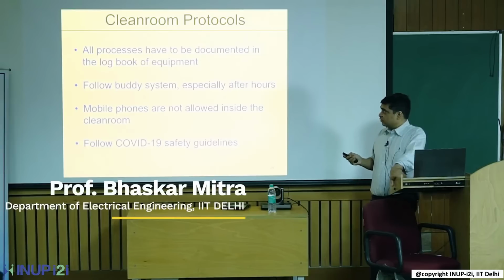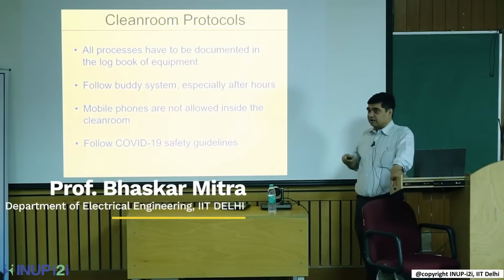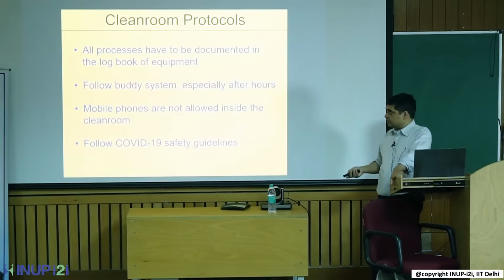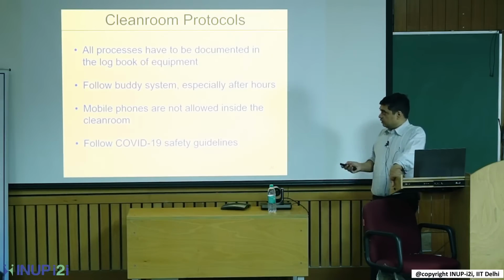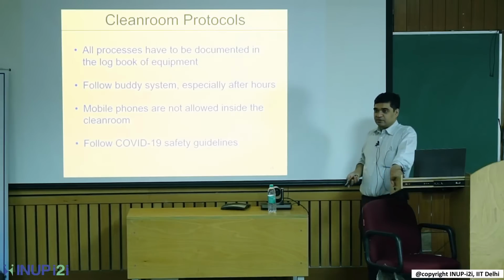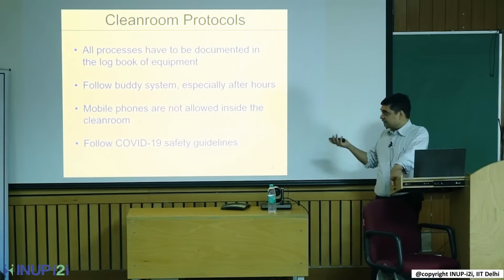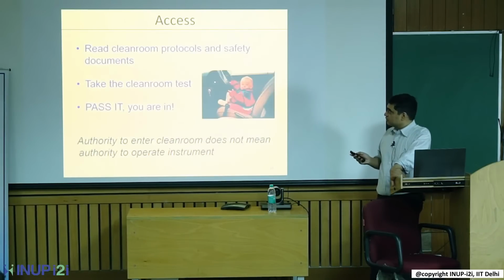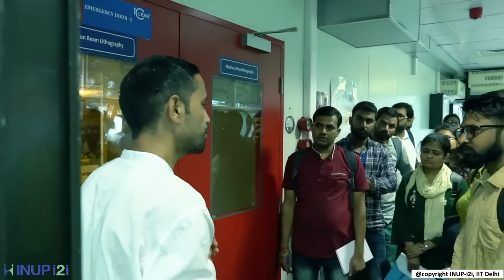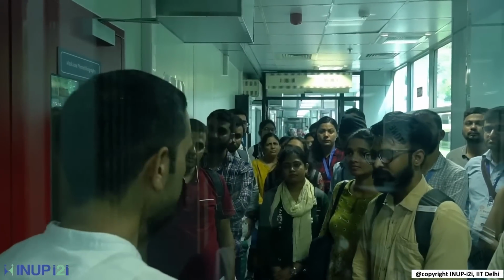All processes are documented in a logbook. We always maintain a logbook for the equipment, so that if something goes wrong, we can trace back what's happening. Mobile phones are not allowed, of course, a big source of contamination, common sense, right? I'll skip these parts. Tomorrow we'll have a session where we talk about how to access our facility.